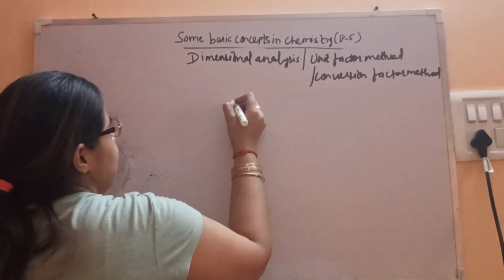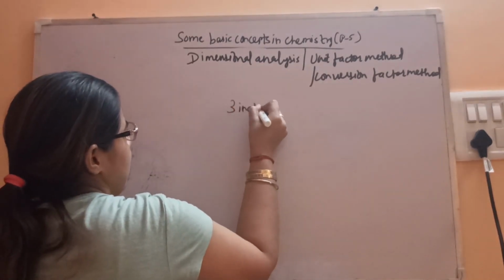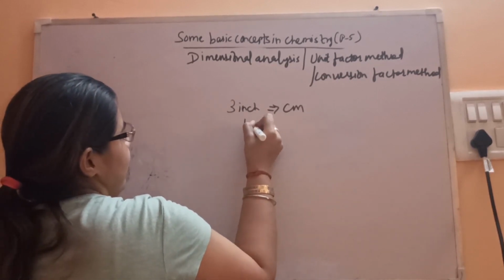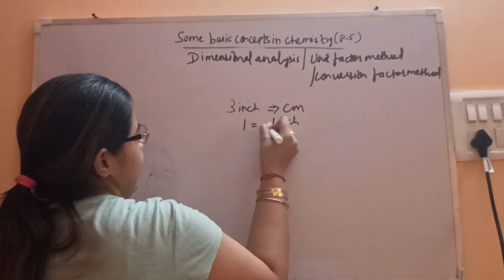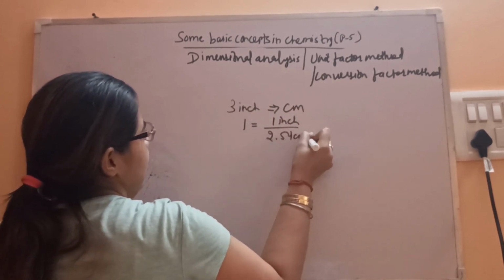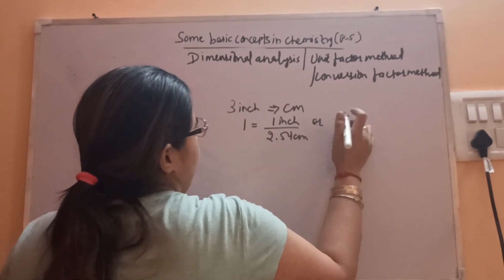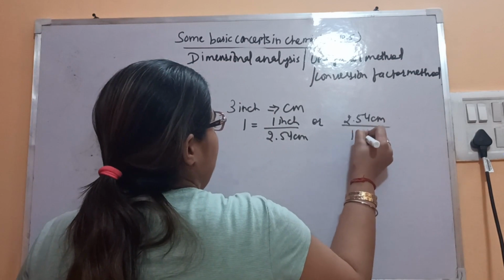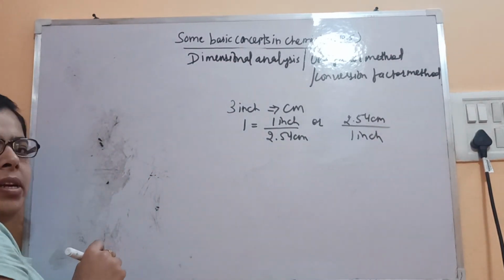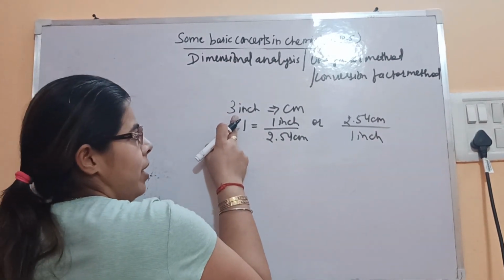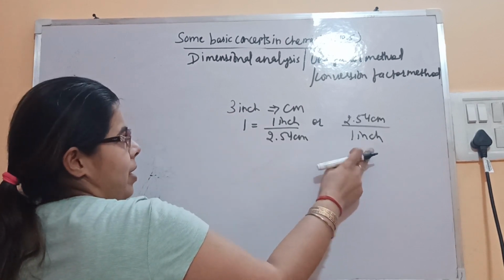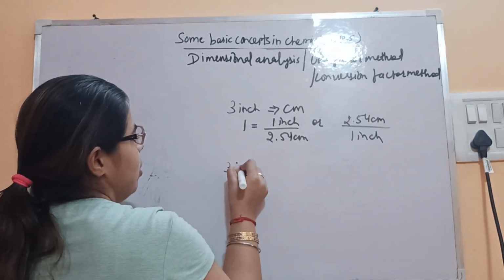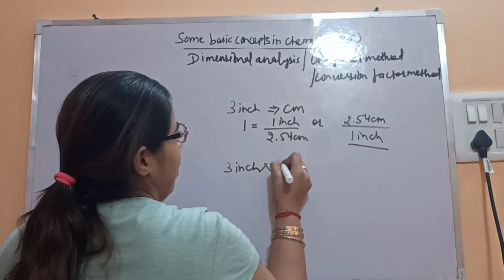Let's say my question is convert 3 inches to centimeter. Fine. So let's see. We have written the conversion factor like this: 1 inch divided by 2.54 centimeter, or 2.54 centimeter divided by 1 inch. Now inch to centimeter is required. It means inch has to be converted, so it will come in denominator, and centimeter is required, so it will come in numerator. So multiply this 3 inch with this conversion factor.